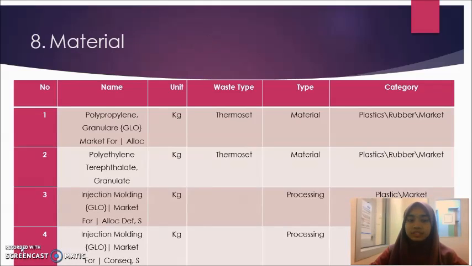environment. Next, the material used for the bladeless fan is polyethylene, and the process used is injection molding for both of the materials. The waste type produced by the polypropylene and polyethylene is thermoset, and the category for both materials is plastic and rubber. Next, we continue with Maisara.